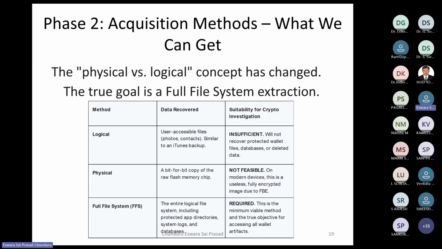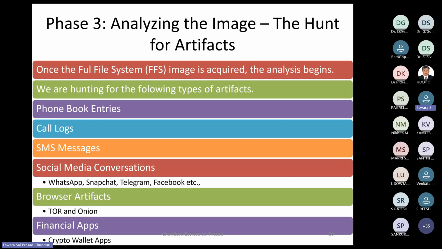So these are the challenges and the methodologies that can be used in phase 2. And coming to phase 3, analysis of the image, the hunt for artifacts. Once the full file system image is acquired, the analysis will begin.